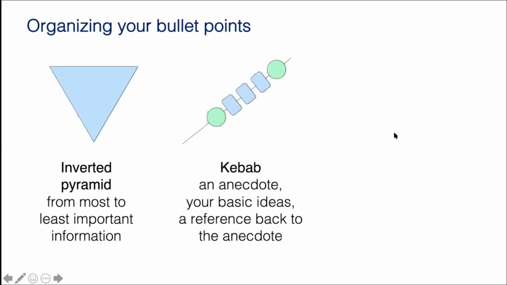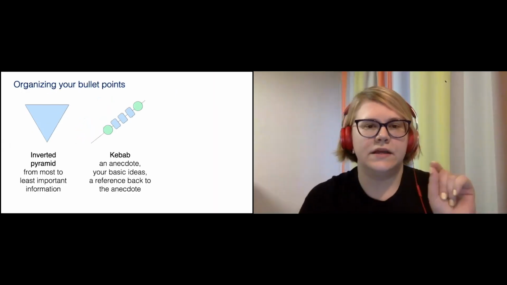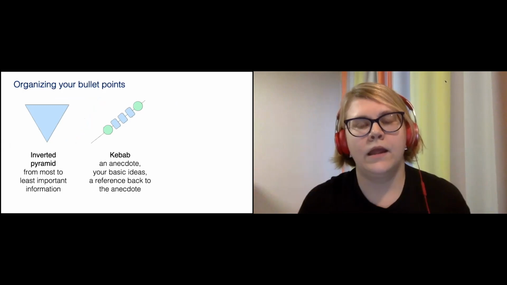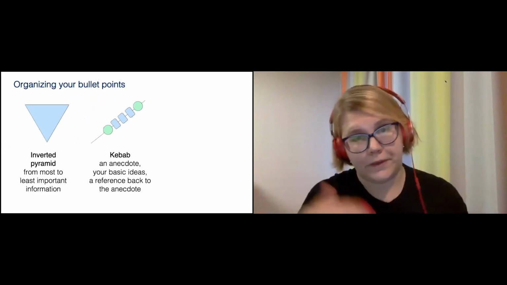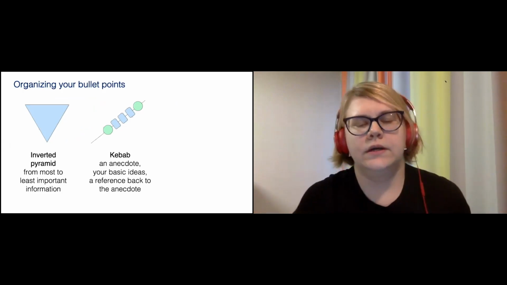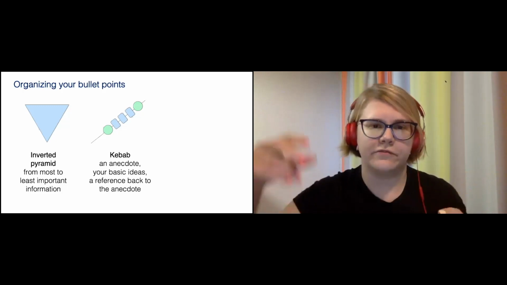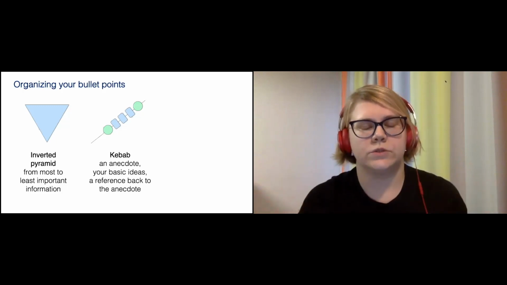You can also use the kebab structure. Much like a kebab, you add different components to it, and you start with an anecdote, a short story, a description of something, a case study perhaps, a little story that is directly related to your pitch, the idea. Then you add some basic ideas of your text, exploring this topic that you raise in your pitch, and then you end it with a reference back to the anecdote. So you build the structure that is framed by a little story that is related to your idea.